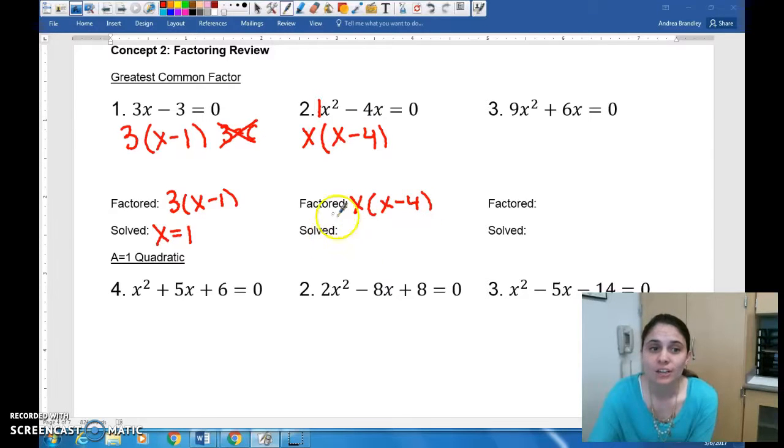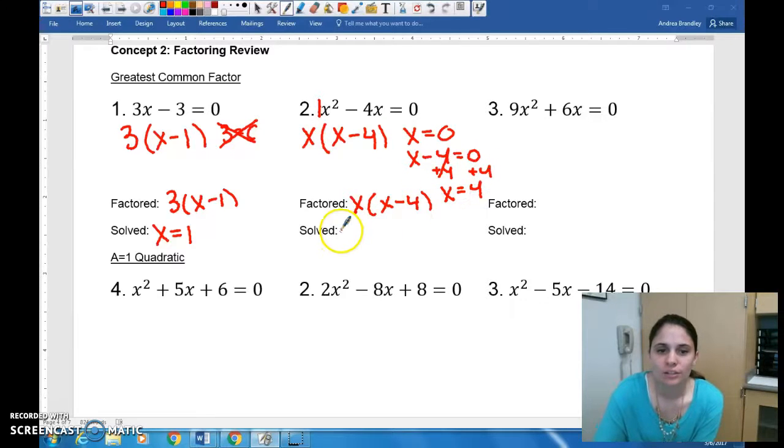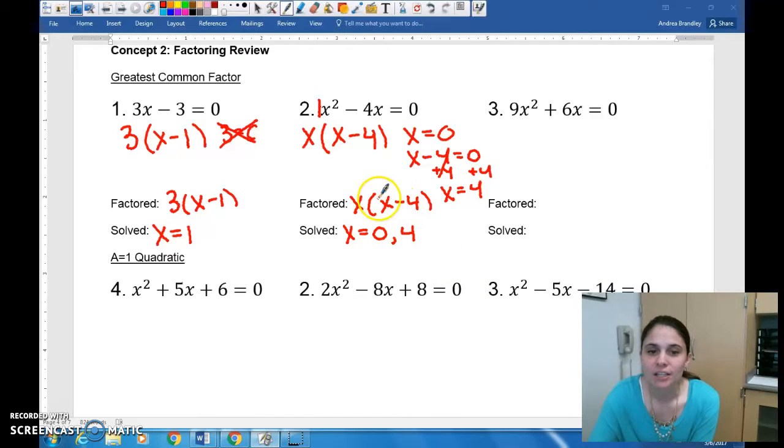In order to solve it, just like I did on this side, I'm going to set each factor equal to 0. So I'm going to set the x equal to 0 and the x minus 4 equal to 0. For the x equal to 0, there's nothing to solve there. It already has x by itself. But with our x minus 4, I'm going to add 4 to both sides, so that x equals 4. So the solved version is x equals 0 and 4. So that's it for this section.